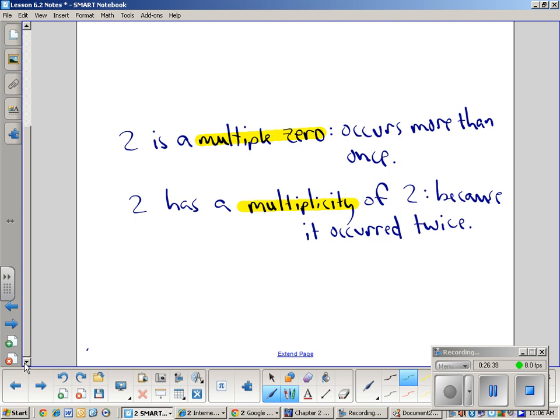2 is a multiple 0. It occurs more than once. 2 has a multiplicity of 2 because it occurred twice. So the terms we're trying to learn here are multiple zeros and multiplicity. Multiple zeros are any zeros that occur more than once. Multiplicity is how many times they occur.